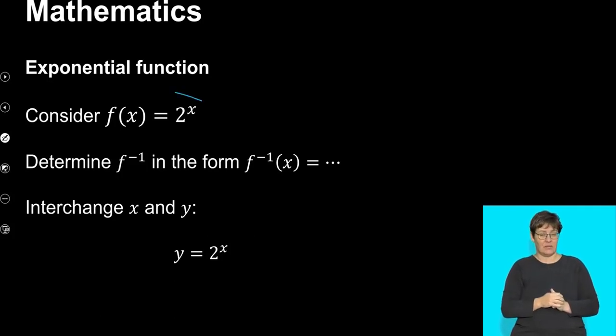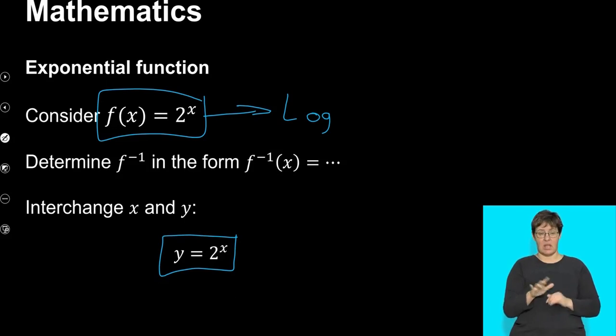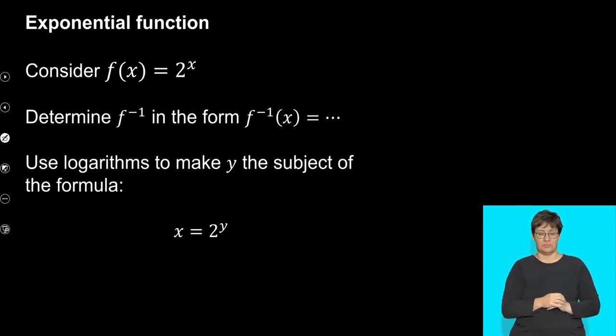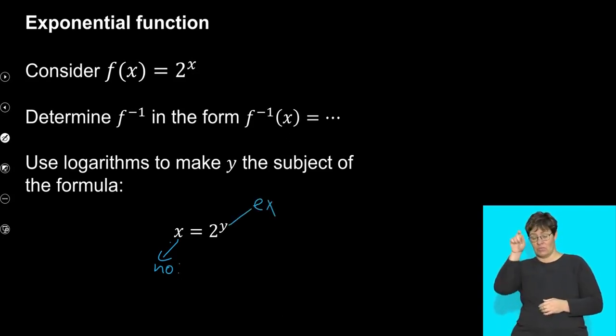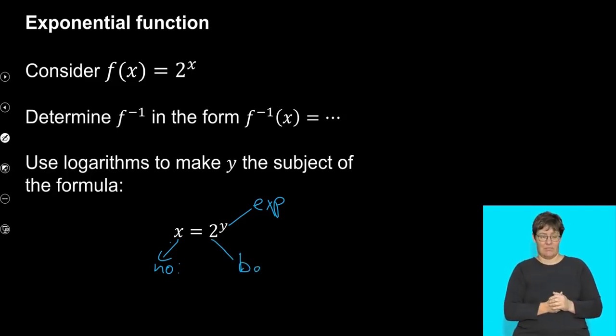Remember, this is an exponential graph. It means the inverse of this will be a log graph. So you firstly interchange your x and y, and when you want to interchange your x and y, you will need to introduce the log there. So you use the logarithms in order to make y the subject of the formula. Remember, this is my number, this is my exponent, and this is my base. Base is not the y. Let me just point at the correct thing. This 2 will be our base.